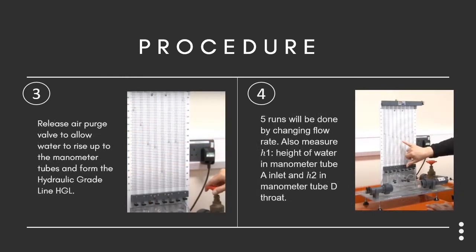Once you're done, you can now release the air purge valve to allow the water to rise up the manometer tubes and form the hydraulic grade line, or HGL. We will be doing 5 runs by changing the flow rate. Also measure the height of water in manometer tube A inlet and the height of water in manometer tube A throat. When full flow is obtained at run 5, there will be a difference between the Venturi inlet A and throat B. Then you can now compute your calculations.